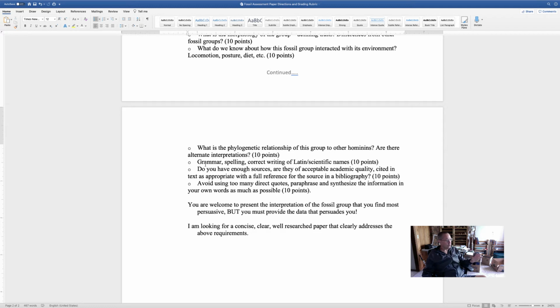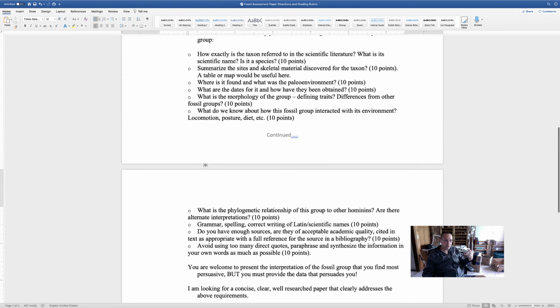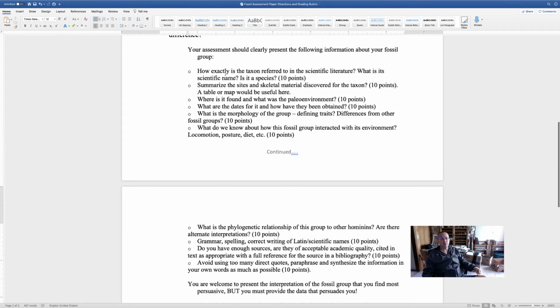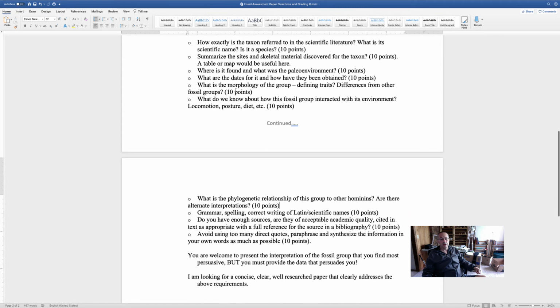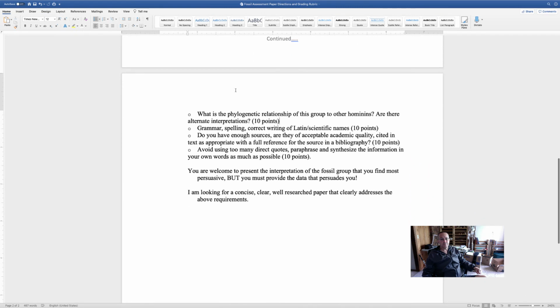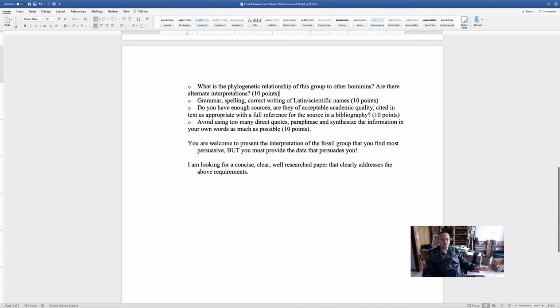Edit your paper, print it out. You can only do a rough edit on the computer screen; print it out, edit it closely, and use paragraphs to set off changes in topic. Each one of these could be a couple of paragraphs. Get typos out, don't capitalize words unnecessarily, and make sure you write the Latin name correctly.